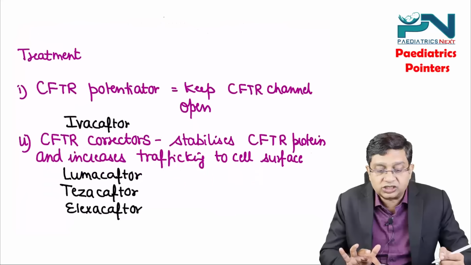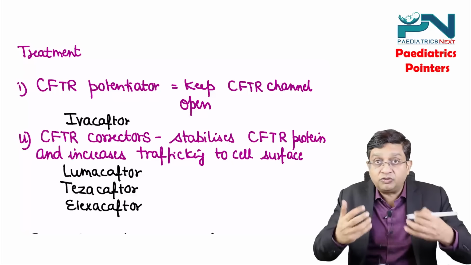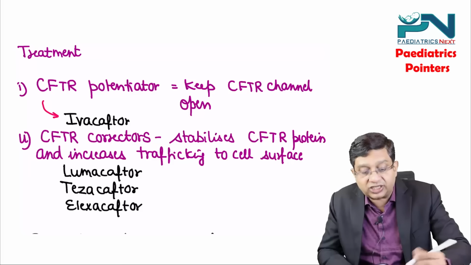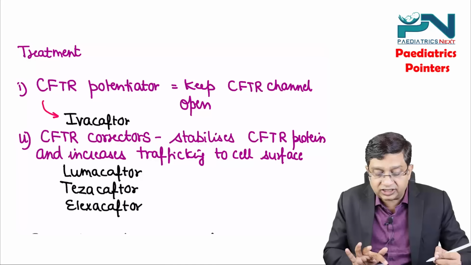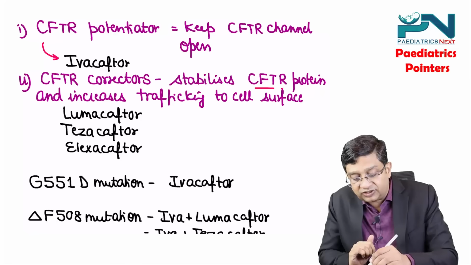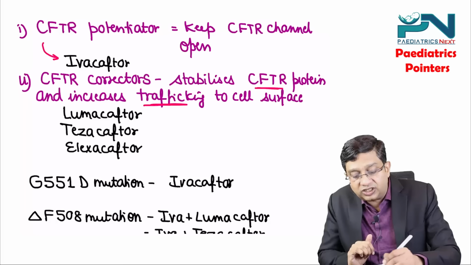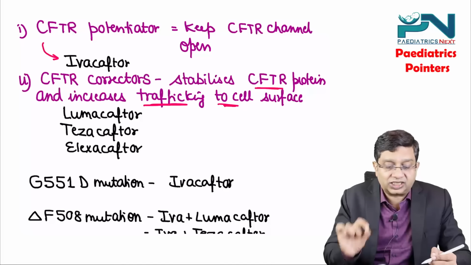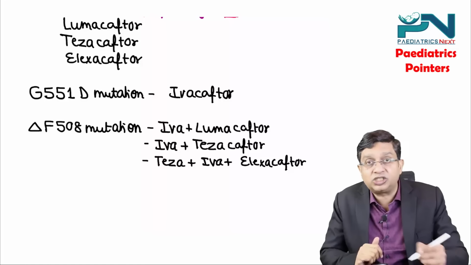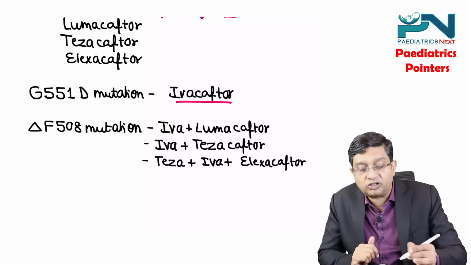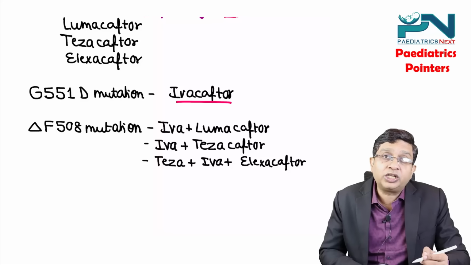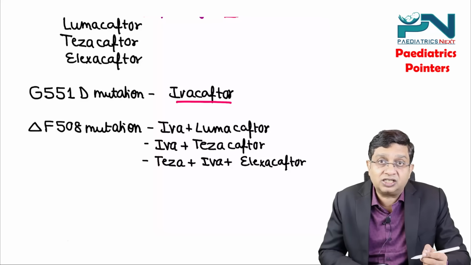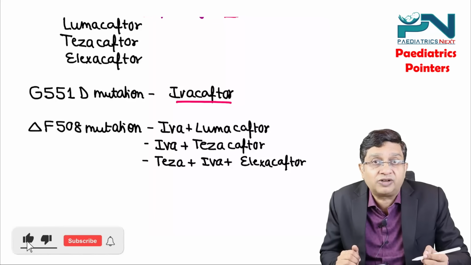Treatment, there are 2 drugs. One is the CFTR potentiator, which will keep the gate of the channel open, and the potentiator is one drug, ivacaftor. Then there are the CFTR correctors, which not only stabilize the CFTR protein, they increase the trafficking to the cell surface. In this are lumacaftor, tezacaftor, elexacaftor. In G551D mutation, we use a single drug, ivacaftor. In delta F508, you can use iva plus luma, iva plus teza, or elexa plus teza plus iva. Right? So this was regarding cystic fibrosis.